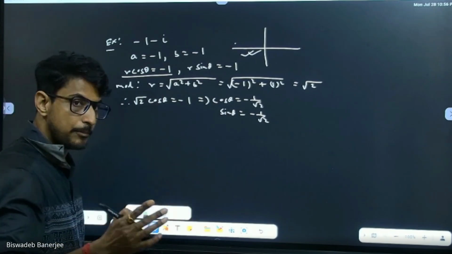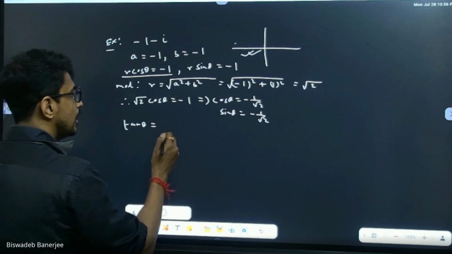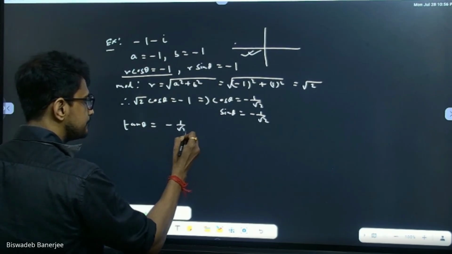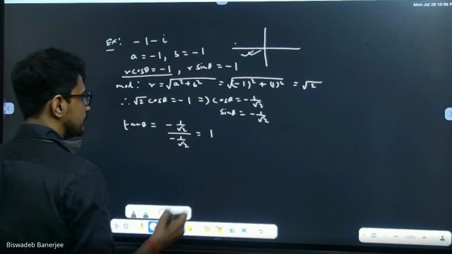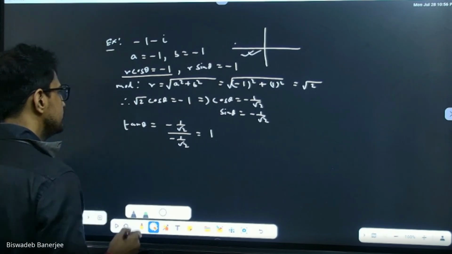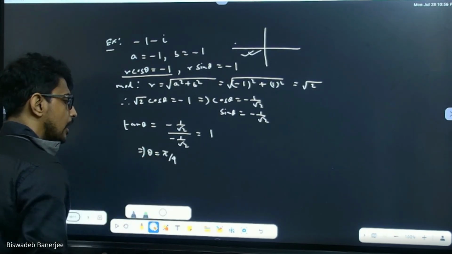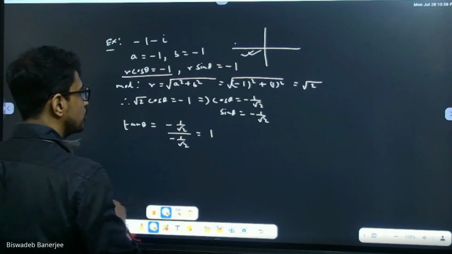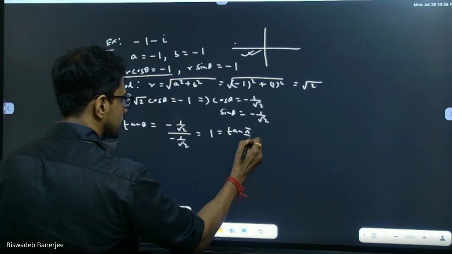Now we have to find out the amplitude. My tan theta will be sin theta by cos theta, giving you 1. Tan theta is equal to 1. That means my tan theta is equal to 1, which is equal to tan pi by 4.